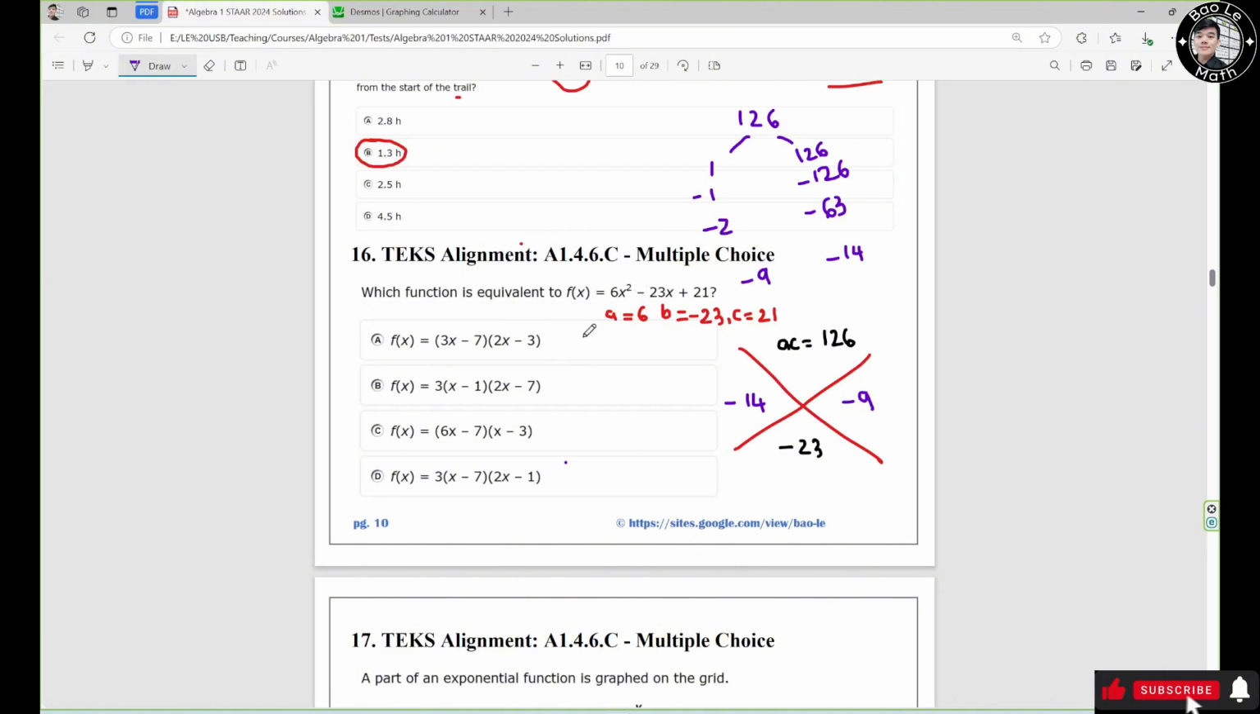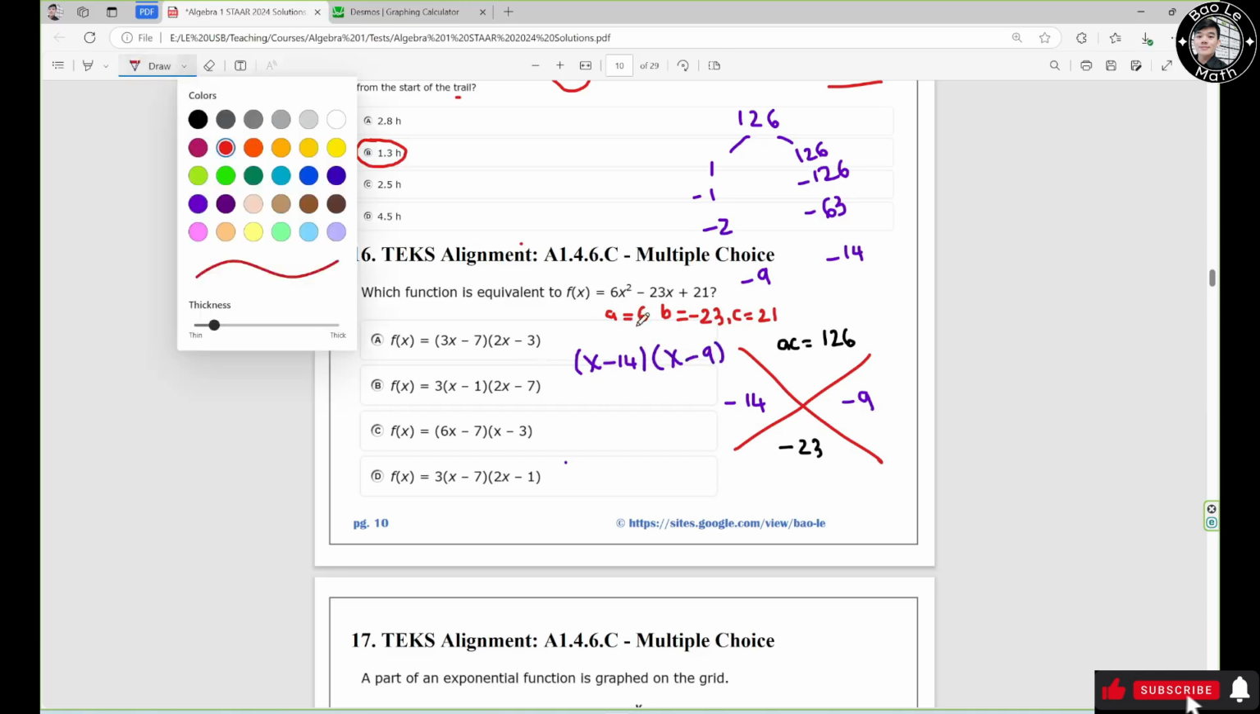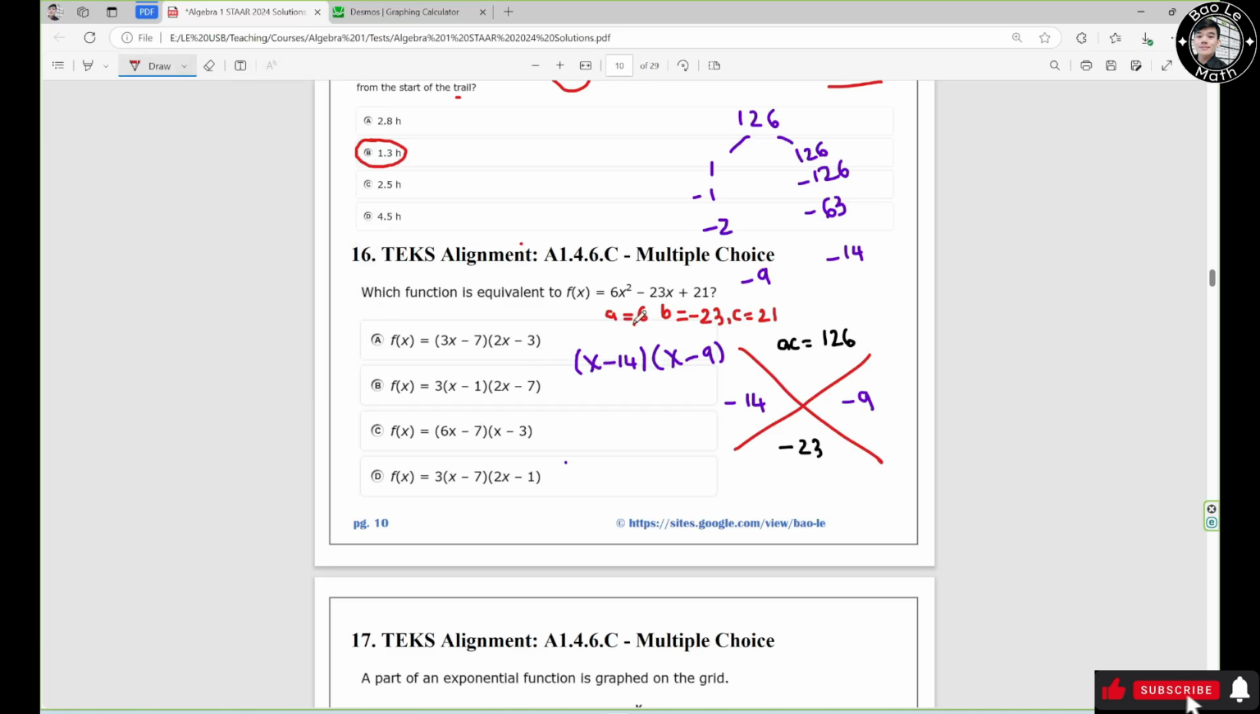So this can be written as s minus 14 times s minus 9. Now keep in mind, if a equals 1, then you're done. But because a is 6 right here, you need to be careful, you're not done yet. You divide the constants right here by 6. Divide this guy by 6.